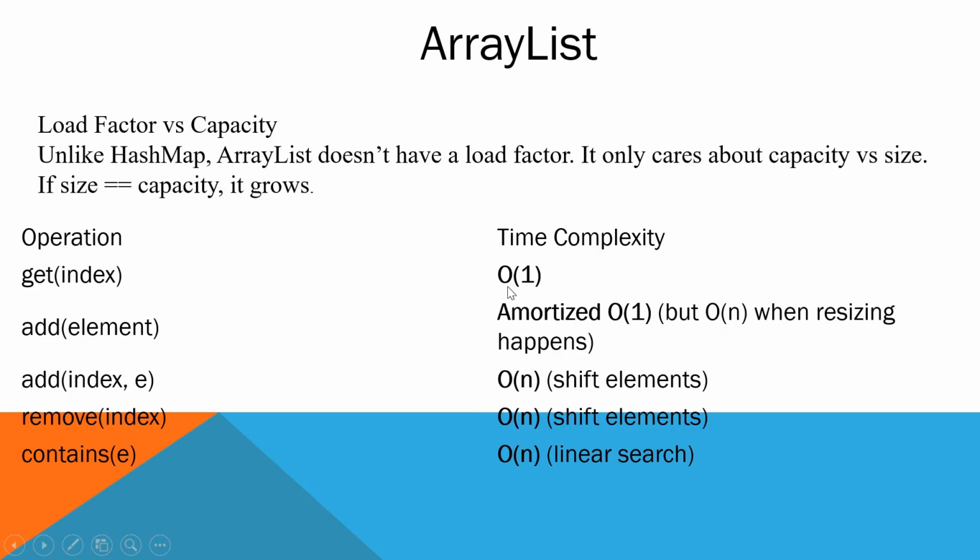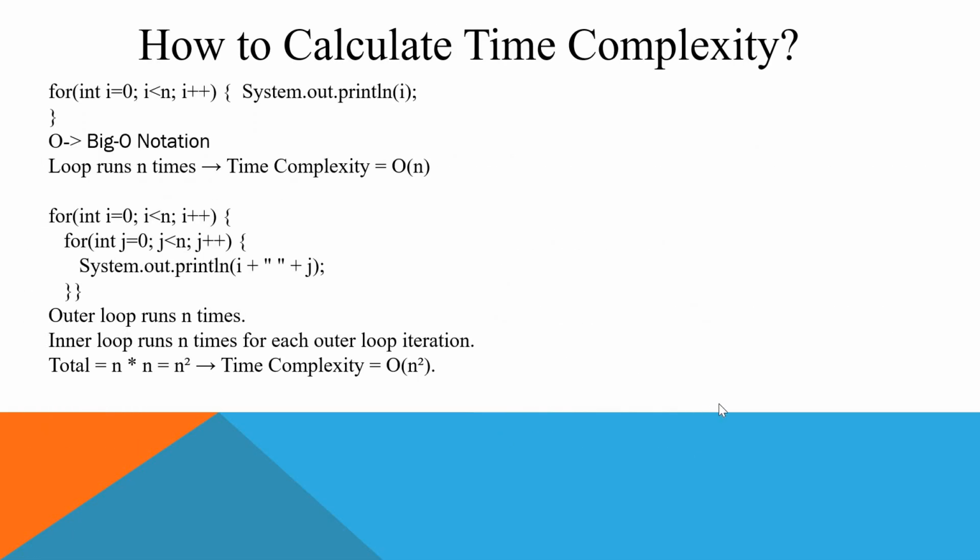For get by index, it takes complexity of big O of 1. So how is complexity calculated? Let's understand that first, then I will come to this part. So here I have given a simple example. Time complexity is calculated on the basis of running the loop. Here I am running one loop, suppose for i = 0, i < n, i++. How many times will this loop run? This loop will run n times.